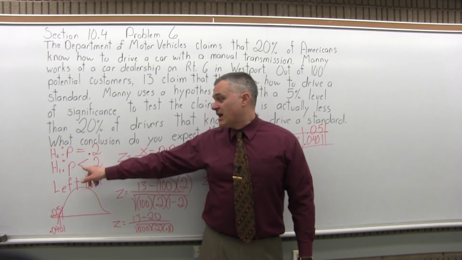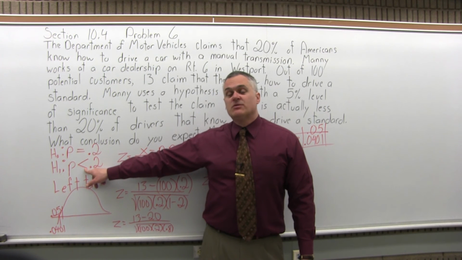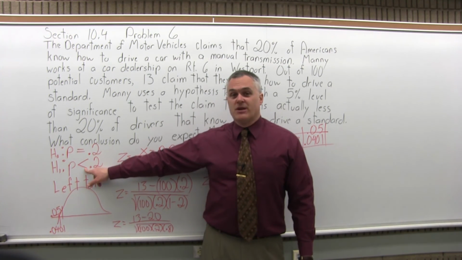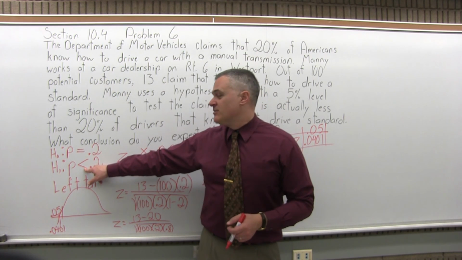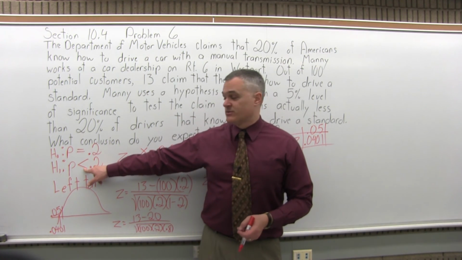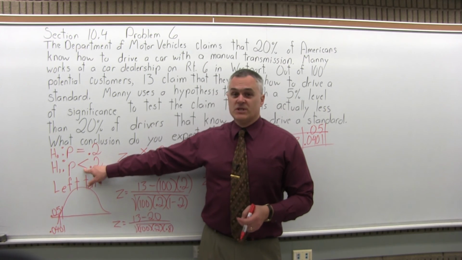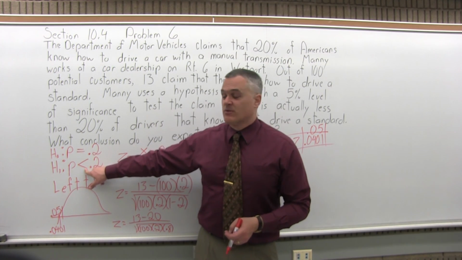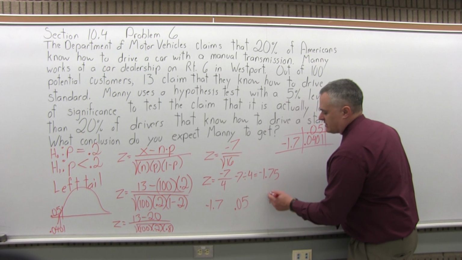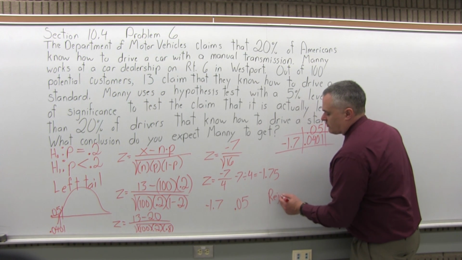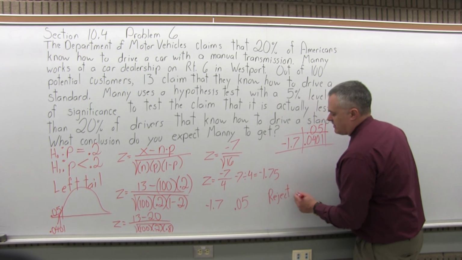If we reject the null hypothesis, that means we feel the alternate hypothesis is the statement that's more likely to be true. It's not guaranteed to be true unless you test all the drivers there are, which wouldn't really be feasible. But it's more likely that less than 20% really know how to drive a manual transmission. So the final conclusion is reject null.